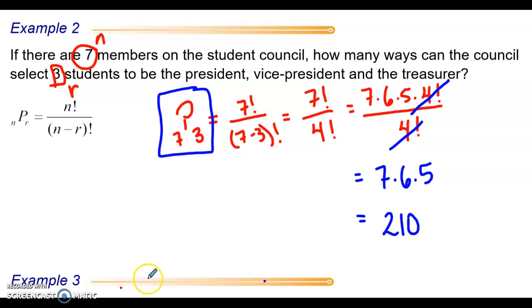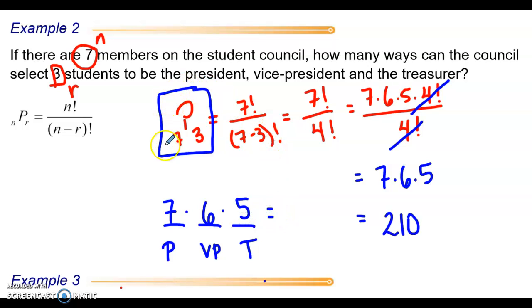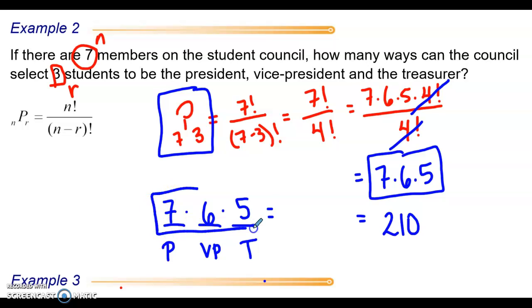Connecting that back, another way to consider this, prior to this section, we were talking about the fundamental counting principle. We can consider that I need somebody for president, and somebody for vice president, and someone for treasurer. There are 7 people to choose from to pick who becomes president. Once that position has been filled, there are 6 people remaining to fill the vice president, and 5 for the treasurer. So keep in mind whether we use the permutation formula or the fundamental counting principle, we still end up with the same answer.